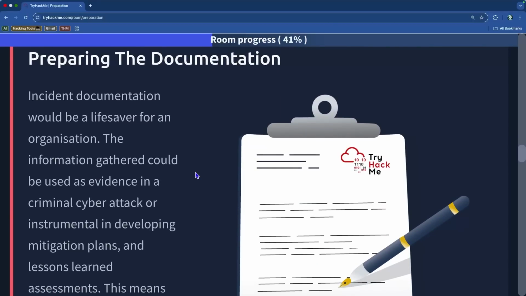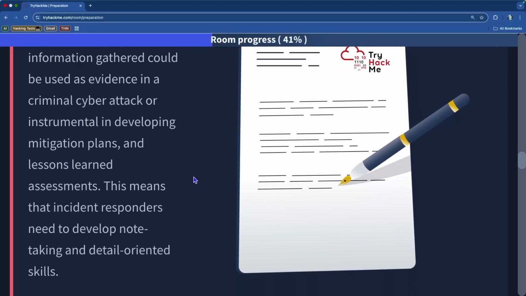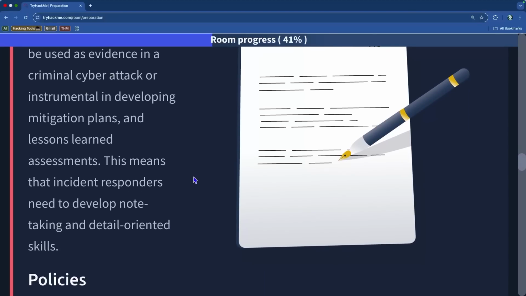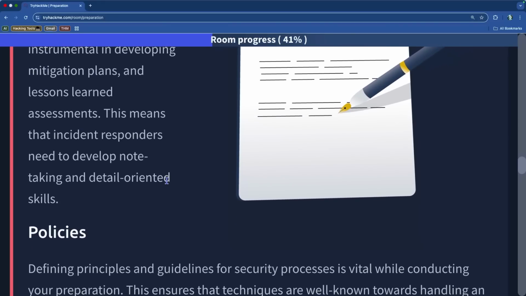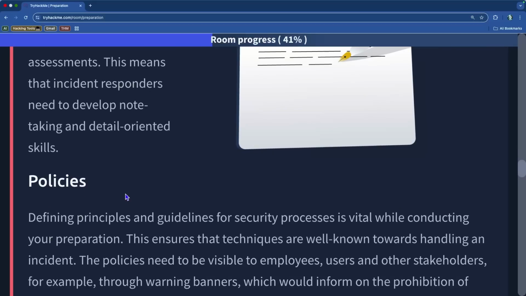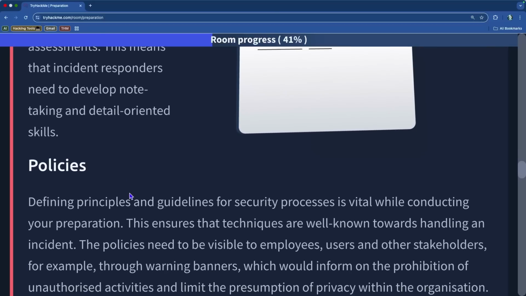So, preparing the documentation. Incident documentation would be a lifesaver for the organization. The information gathered here could be used as evidence in a cybercrime attack, or instrumental in developing mitigation plans, lessons learned assessments. And this means that the incident responders need to develop note-taking and detail-oriented skills.